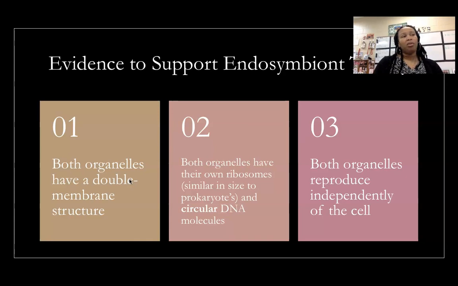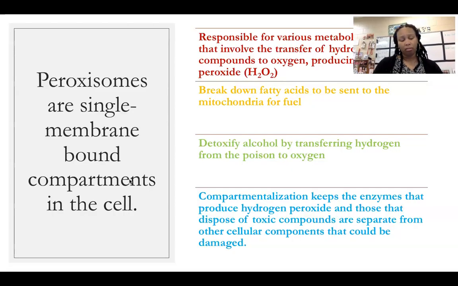So we've talked about these organelles, mitochondria and chloroplasts, and the things that we've talked about support the endosymbiont theory. We'll get into more detail about the endosymbiotic theory later on, but the three pieces of evidence you need to know to support this theory are that both organelles have that double membrane, they both have their own ribosomes and circular DNA molecules, and they both reproduce independently of the cell via binary fission.